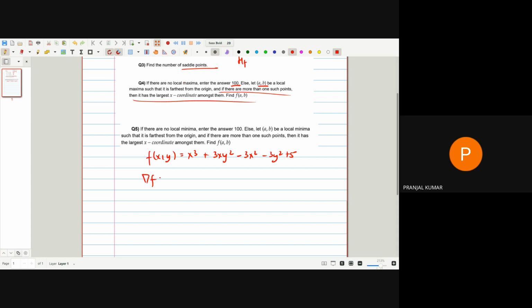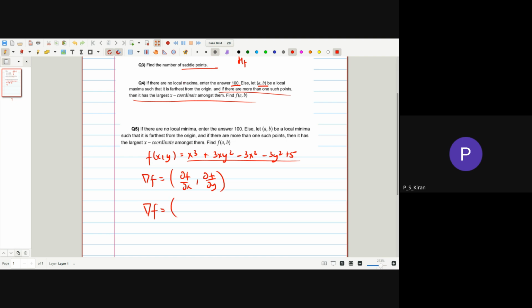So delta f, what is the gradient vector function? It is dou f by dou x, dou f by dou y. How can you make sure it's differentiable everywhere? See, this is a polynomial function, so it will be differentiable everywhere. Unless it is piecewise defined, or the function becomes undefined at some point, any polynomial function is continuous everywhere.